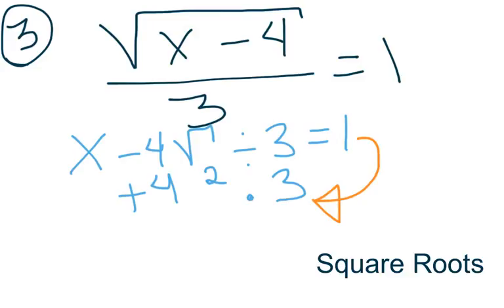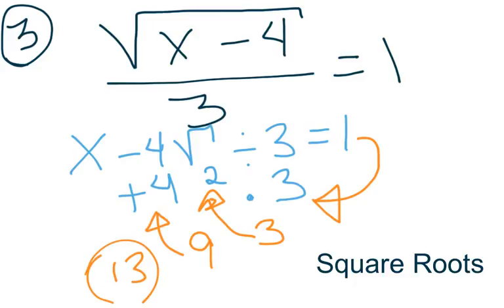We have 1 times 3, which is 3. 3 squared is 9, and 9 plus 4 is 13. And so far, so good, I hope. That is exactly what we are looking for here.